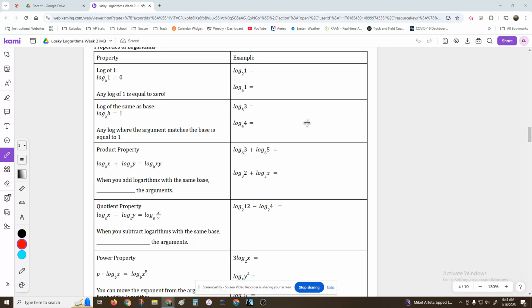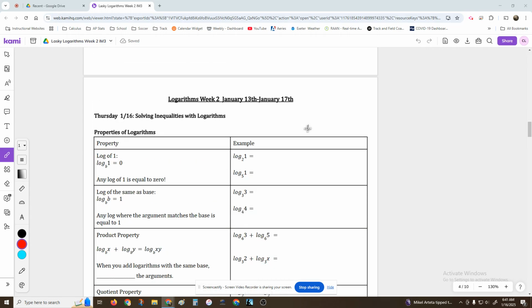All right, everybody, let's tackle this piece here. We're dealing with, today, this shouldn't say solving inequalities with logarithms. That's just goofy. We're just solving logarithms with properties. That should say properties. So we already know some basic things like this.